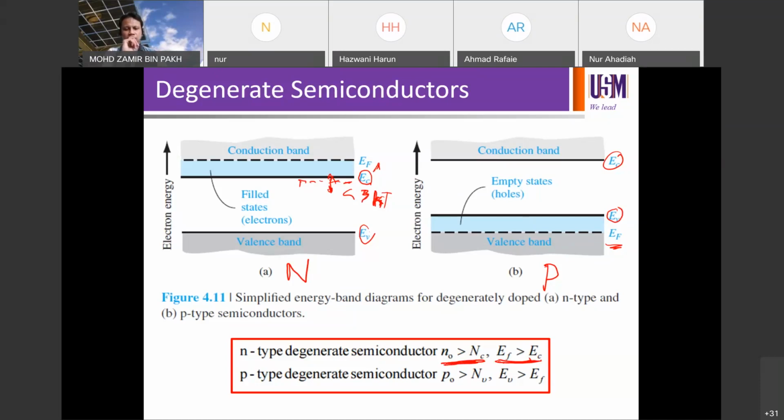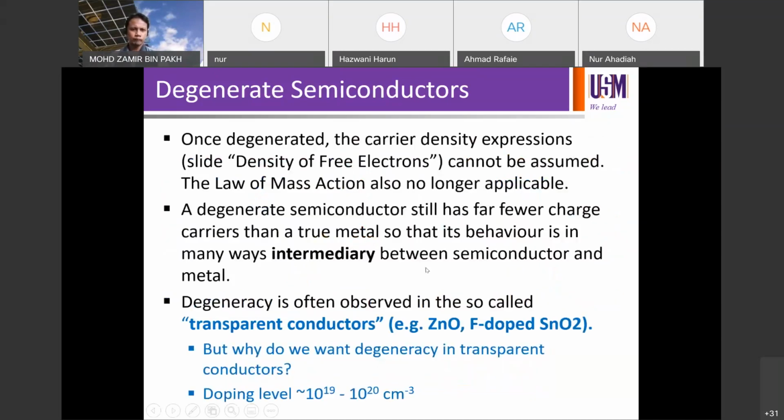It depends on doping level though, okay? Or for P-type, P naught more than NV, EV higher than EF. So EV now stays higher than EF because EF has gone beyond the band edge, right? So that's a degenerate semiconductor. So once degenerated, the carrier density expression, like density of free electron calculation, cannot be assumed anymore.